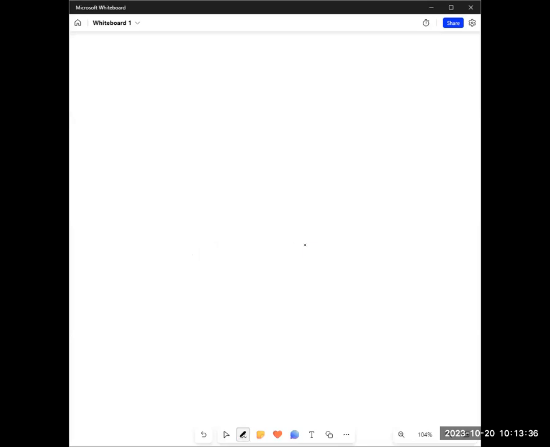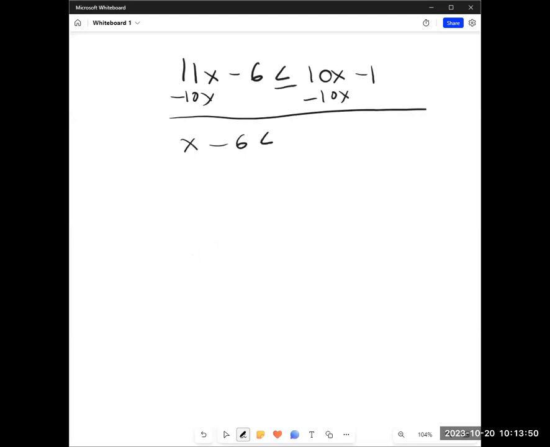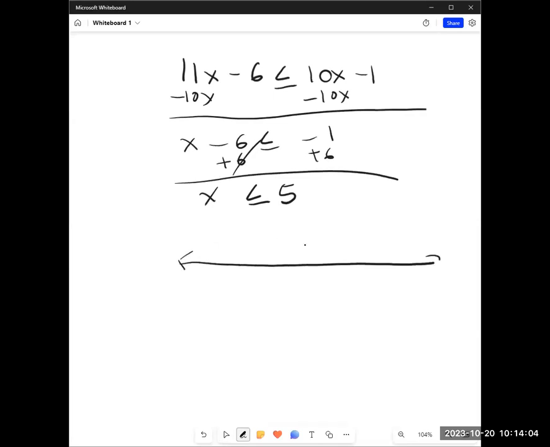Now we have 11x minus 6 less than or equal to 10x minus 1. So we're going to bring all of our x's to the left and all of our constants to the right, using our addition property of inequality. And we get an inequality that x is less than or equal to 5. There's 5. I want less than or equal to. So this is going to be negative infinity to 5, closed off on the right.